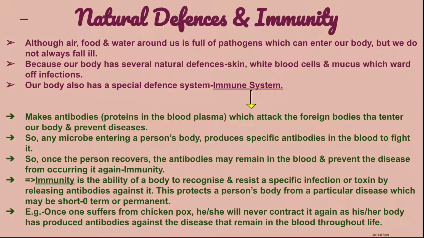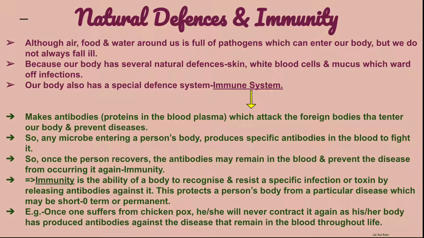Like the skin, the white blood cells and the mucus, which ward off these infections and protect us from the pathogens causing any infection. Our body also has a special defense system, and that is known as the immune system. Now what is the immune system? This immune system makes antibodies. What are antibodies? They are proteins in the blood plasma.